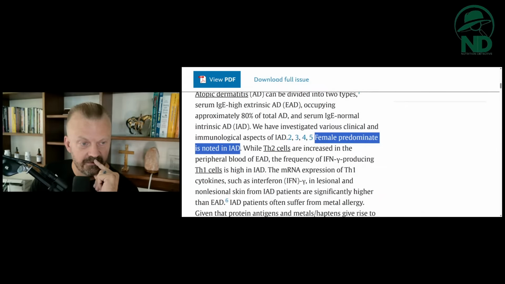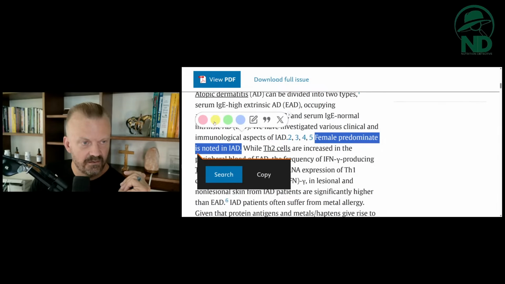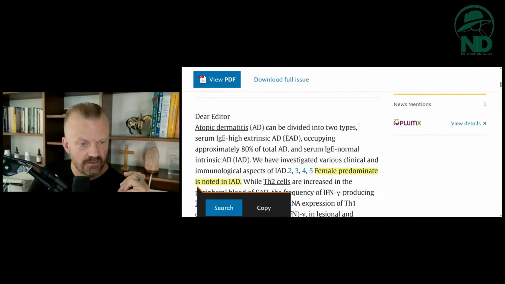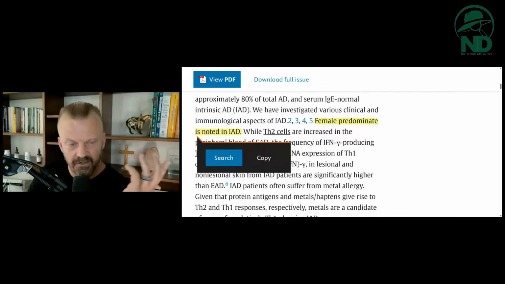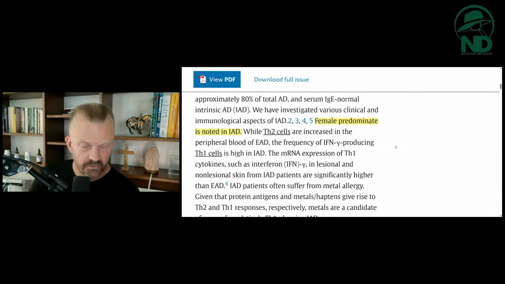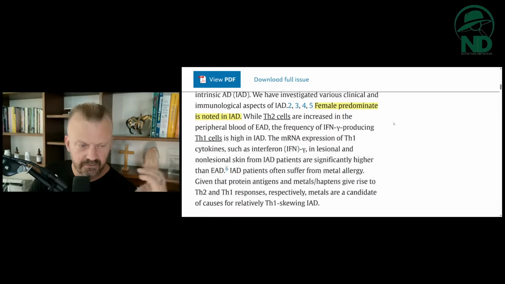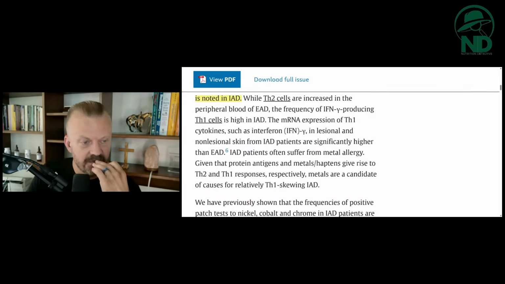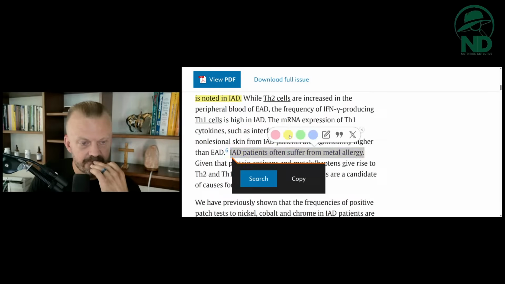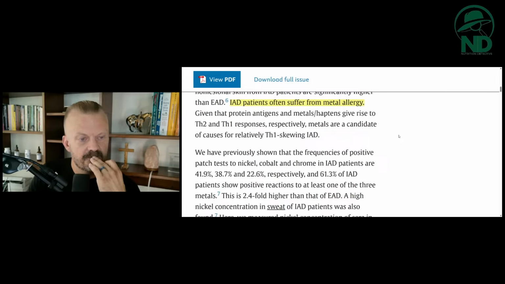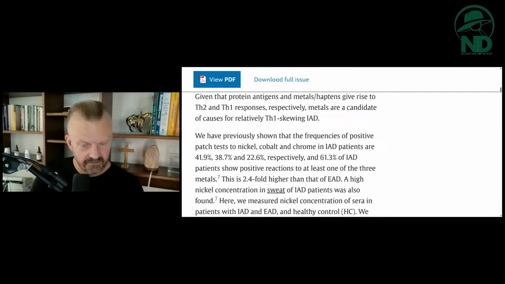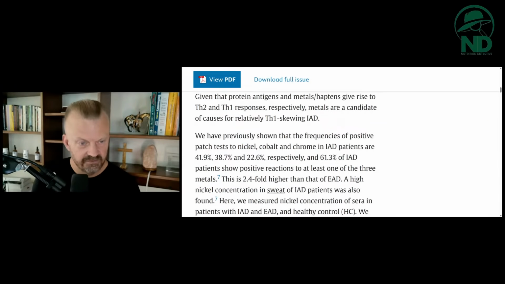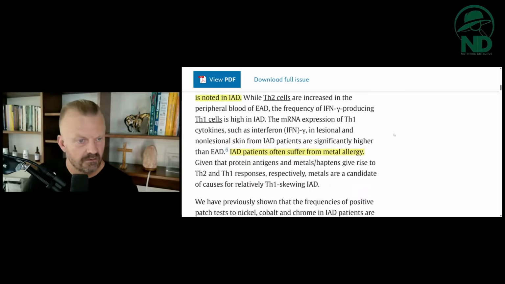Female predominance is noted in IAD, serum IgE normal intrinsic atopic dermatitis. So women have more of it. Ladies, you're just more toxic and you've been wearing earrings since you were 3 years old and jewelry and cosmetics. IAD patients often suffer from metal allergy. Let's find pollen here. Is it in here? Pollen's not even in here. Oh, whatever.